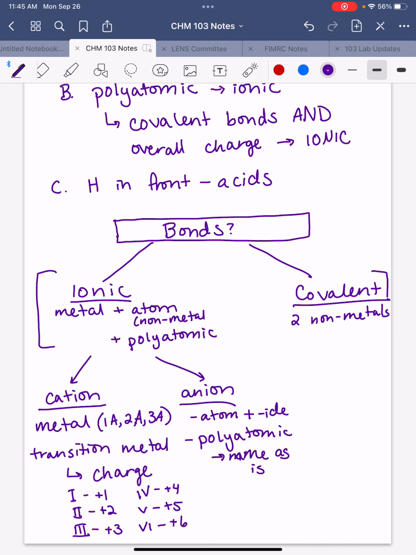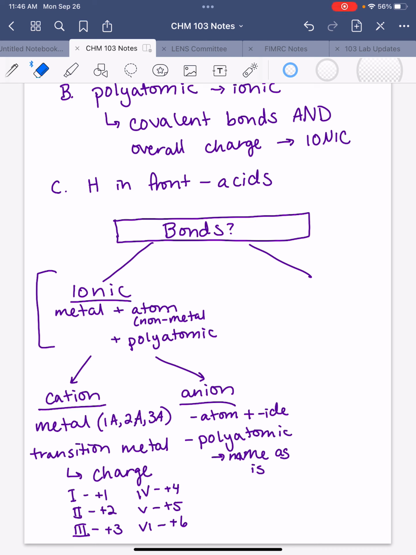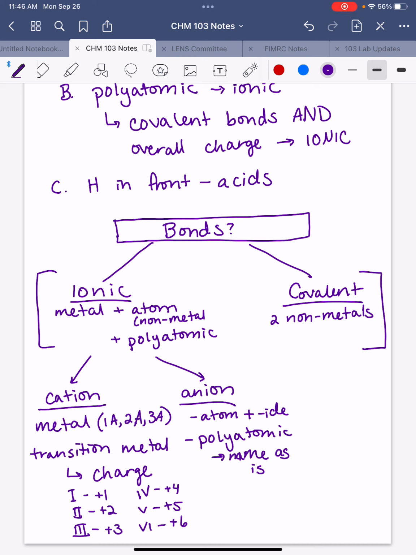So my biggest tip for you when you're doing any kind of naming is make sure you have this part, identifying the ionic or covalent, down pat first, because if you don't identify it correctly, you're going to have a really not fun time trying to name it because you're not going to be able to know which rules to apply. Okay, so here we've got two nonmetals. For covalent, we have to make sure we're naming it the right type.